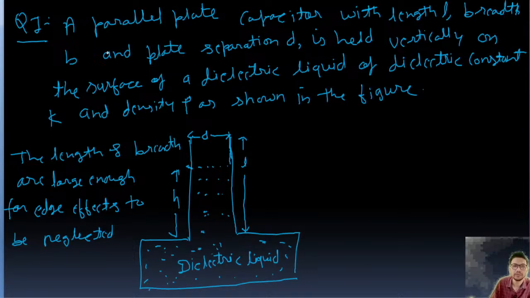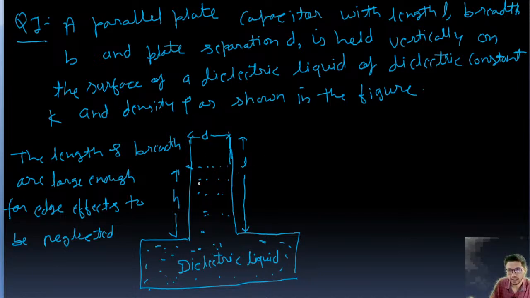Okay, I'll read it for you. A parallel plate capacitor of length L and breadth B and plate separation D. So there is a parallel plate capacitor which is made of rectangular plates whose length is L, breadth is B, and separation between these two plates is D, and it is held vertically. This is shown in the figure. These are the parallel plate capacitor, the two rectangle plates which are at separation D.